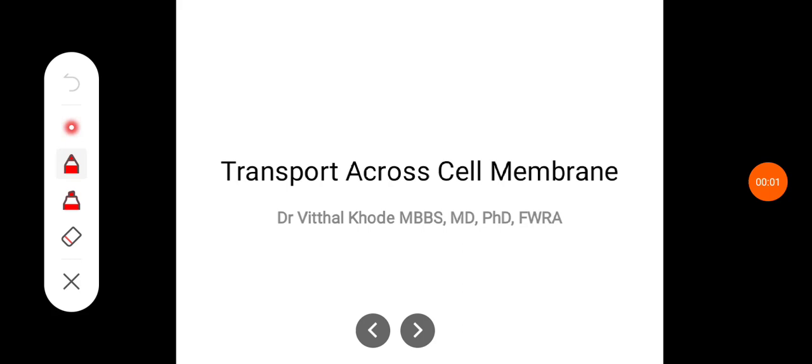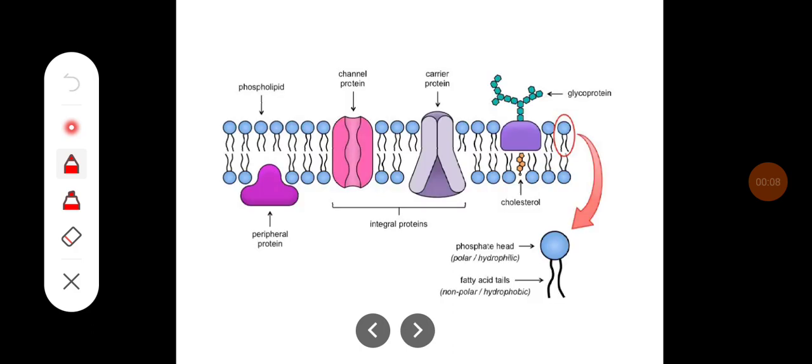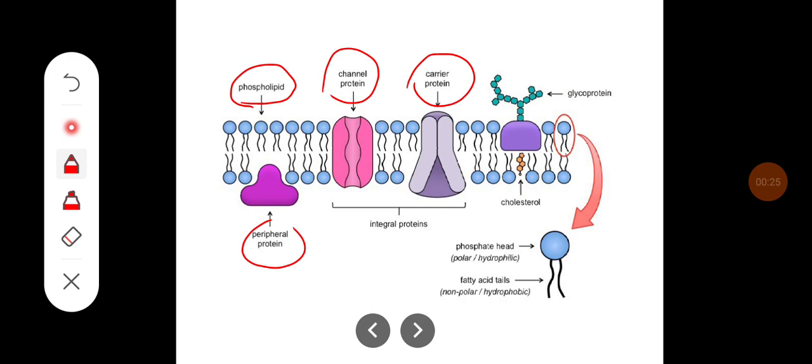Hello everyone. In this class, we'll briefly try to learn about how substances are transported across the cell membrane. This is the fluid mosaic model of the cell membrane, which is made up of a phospholipid bilayer, and there are many integral proteins like peripheral proteins, channel proteins and carrier proteins. This membrane is permeable to highly lipid soluble substances like oxygen, carbon dioxide and nitrogen.